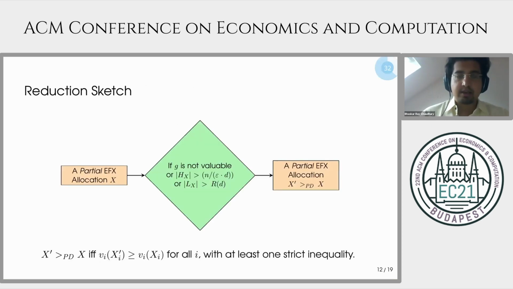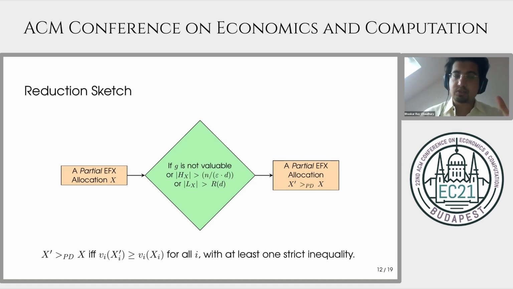Okay. And our algorithmic framework is very similar to the algorithmic framework that has been used to prove the existence of relaxations of EFX allocations earlier. So we always maintain a partial EFX allocation. And as long as there is some good which is not valuable, or if the number of high demand goods or low demand goods are large, then we can find a better partial EFX allocation, namely an EFX allocation where each agent is at least as happy as they were before, with some of them being strictly happier.